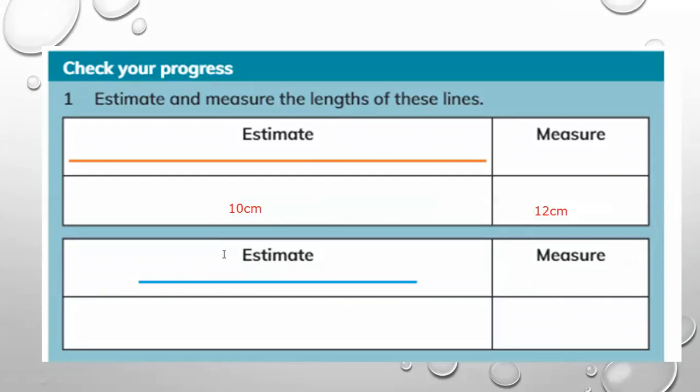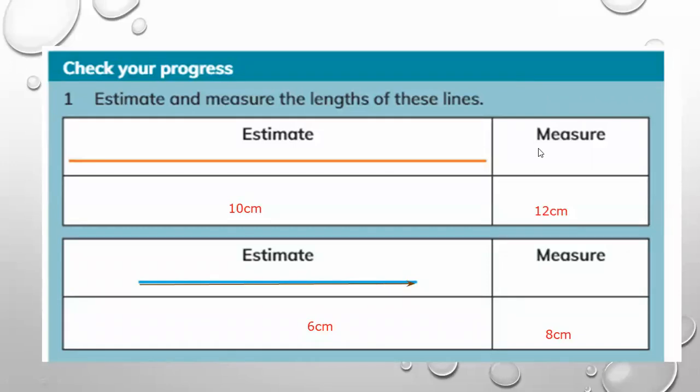Let's see the next line, the blue line. We'll just make a guess. Estimation is a guess. You can make your estimation. We will say it is 6 centimeters. And when we measure the line, we find it is 8 centimeters long. Let's move on to the next question.